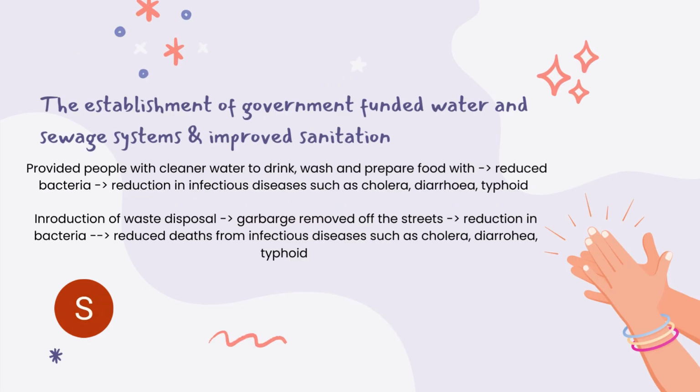So the first policy and practice we're going to look at is the establishment of government-funded water and sewage systems and improved sanitation. When we're looking at this, there's two elements within this particular policy. The first is that through the introduction of sewage systems, it provided people with cleaner water to drink, wash, and prepare their food with. This therefore reduced lots of deaths from infectious diseases such as typhoid, diarrhea, and cholera.